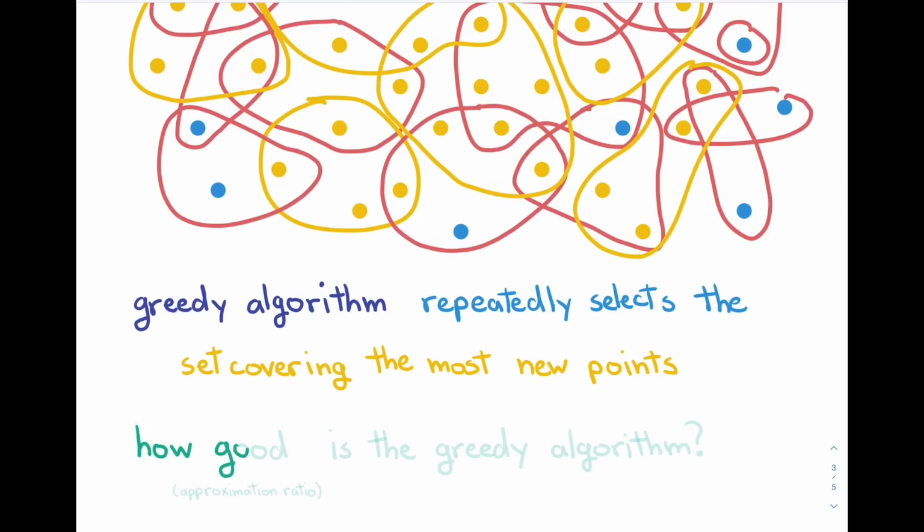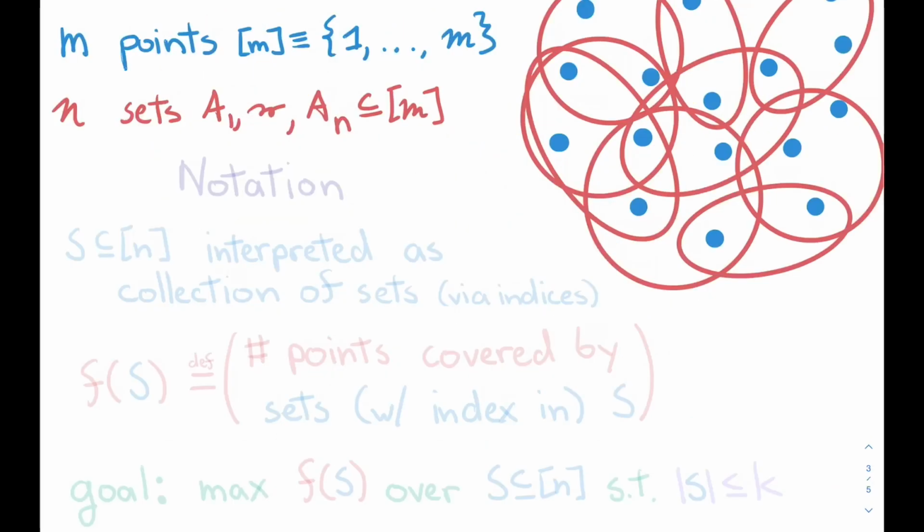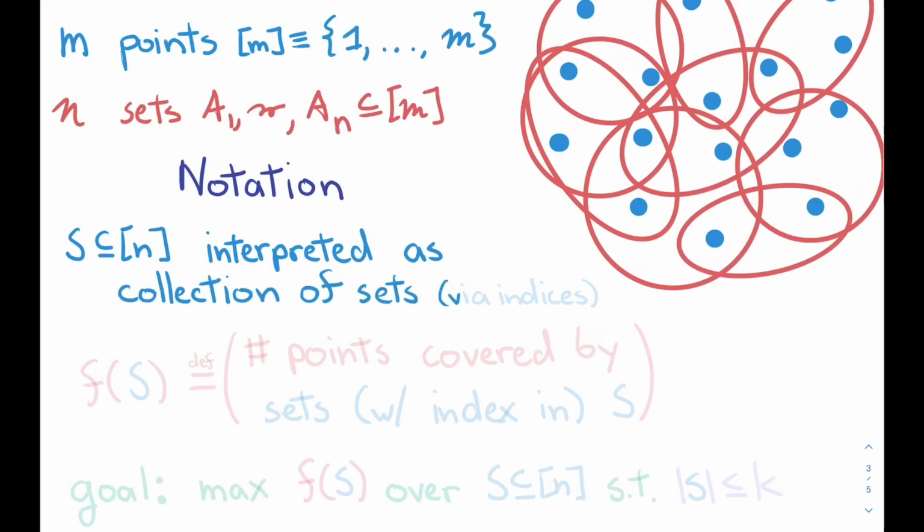Greedy is a simple and natural heuristic, but is it a good one? We now ask, how good, in terms of its approximation ratio, is the greedy algorithm for maximum coverage? When analyzing the greedy algorithm, we adopt the following notation. Recall that the sets are indexed from 1 to n. We identify a subset of indices S with the collection of sets indexed by those indices.